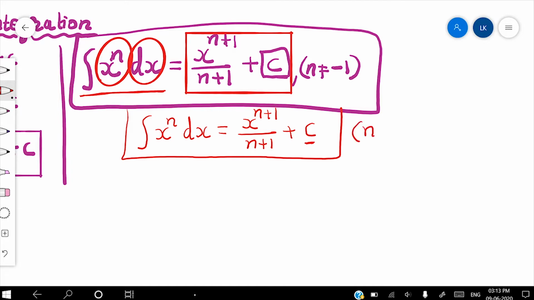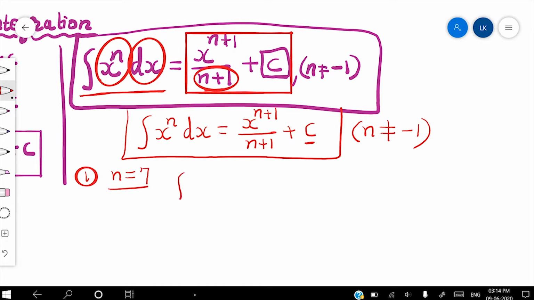Okay. Now, yes, you forget. What is the condition? N is not equal to minus 1. If you take n as minus 1, then what happens? N is minus 1, that means minus 1 plus 1, that means 1 upon 0. 1 upon 0 is an undefined term. Okay. The same formula we want to check by taking different values of n.